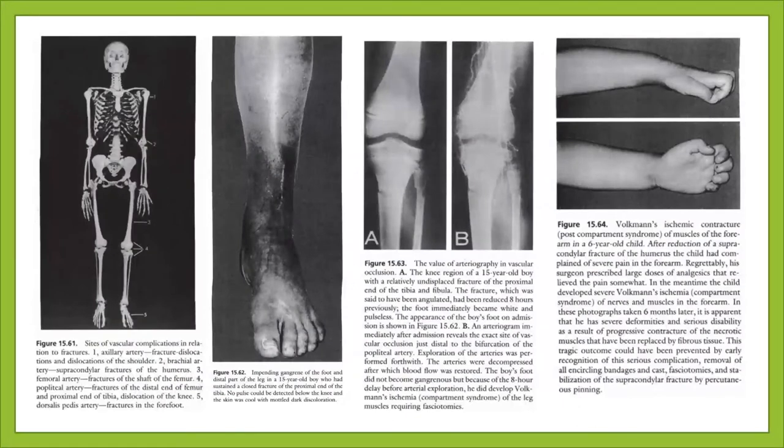Figure 15.61, site of vascular complication in relation to fracture. 1. Axillary artery, fracture dislocation and dislocation of the shoulder.